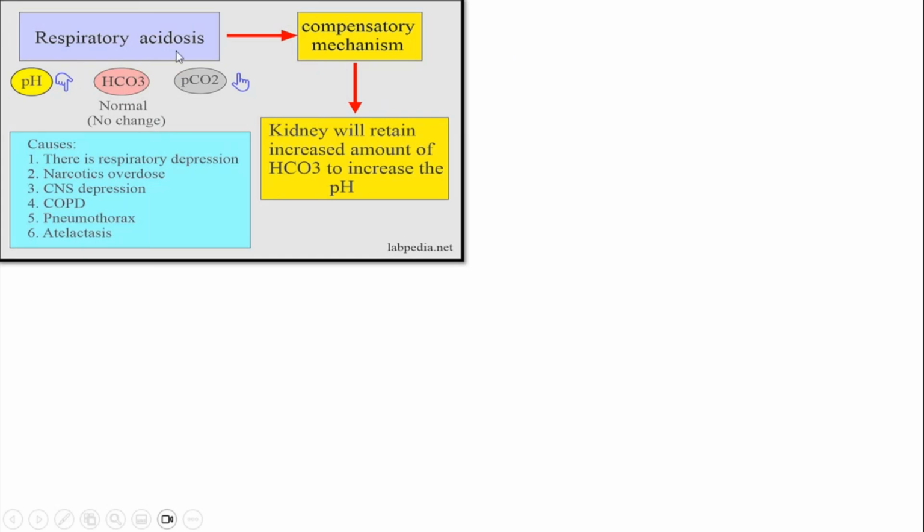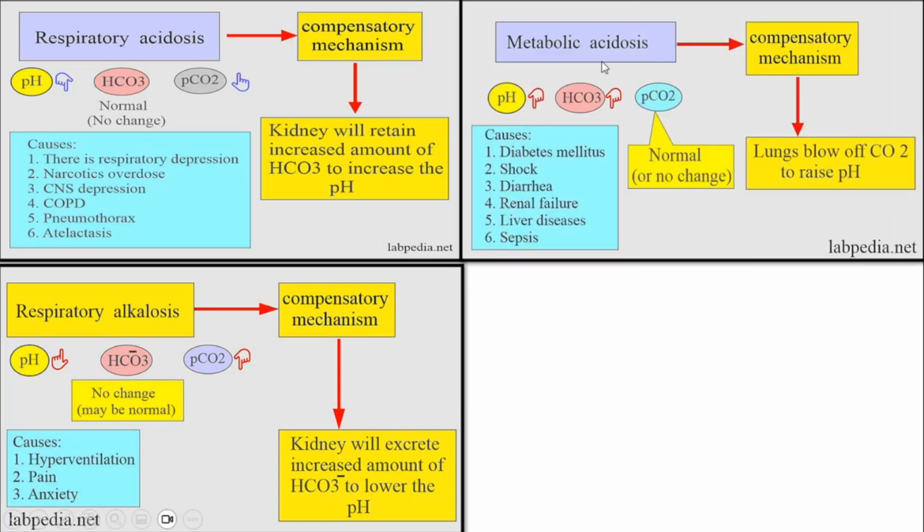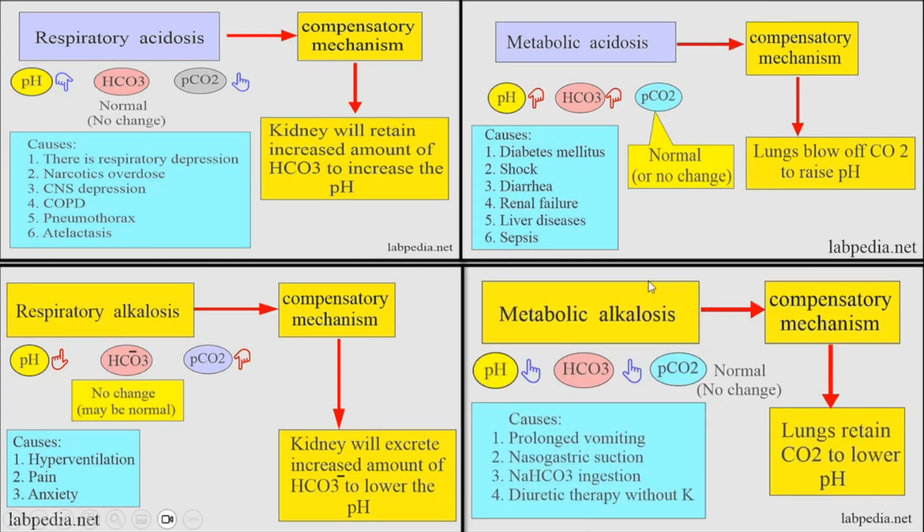So next, this is just to say again. Respiratory acidosis. Okay, in respiratory acidosis, as we say, there's an increase in PCO2. The compensatory mechanism, the kidney will retain an increased amount of bicarb to increase pH. Respiratory alkalosis, low PCO2, the kidney will excrete more bicarb. Metabolic acidosis, low bicarb, the lungs will blow off CO2 to raise the pH, and metabolic alkalosis is the other way around.